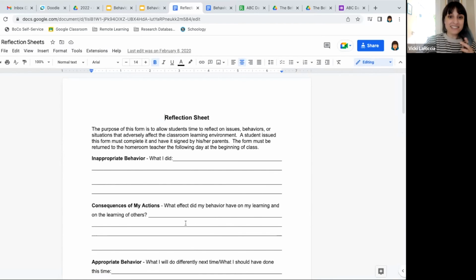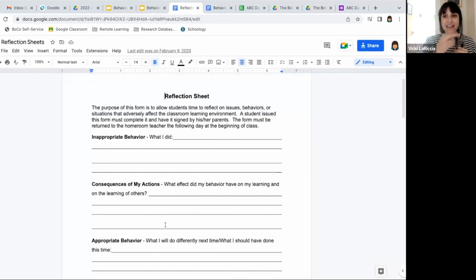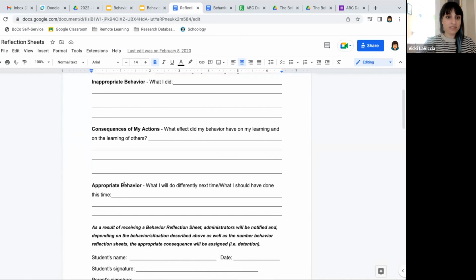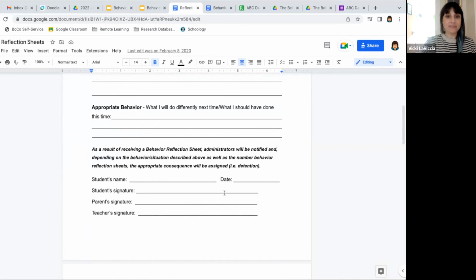Consequences of my actions. What effect did my behavior have on my learning and on the learning of others? You know, that's kind of a high level question. It requires a student to have empathy or theory of mind. So if a student doesn't have that yet, you don't want to give them this reflection sheet. Appropriate behavior, what I will do differently next time, what I should have done this time. And then people sign it.